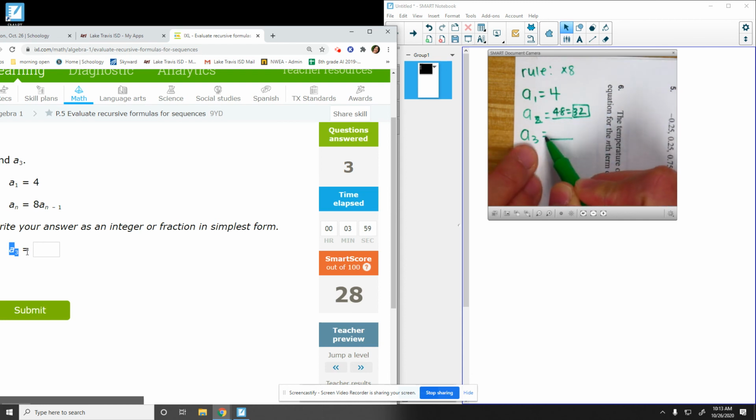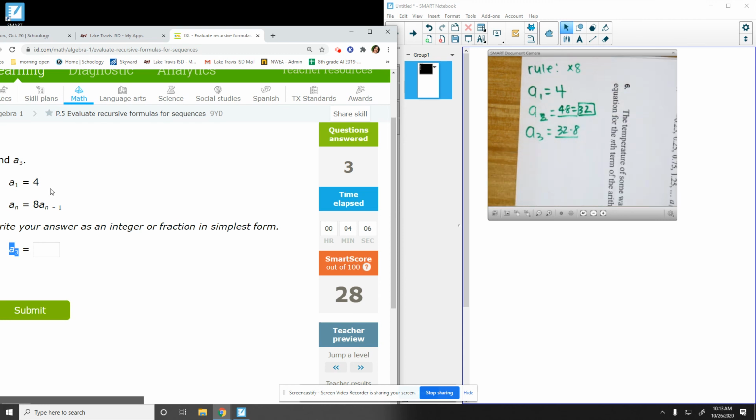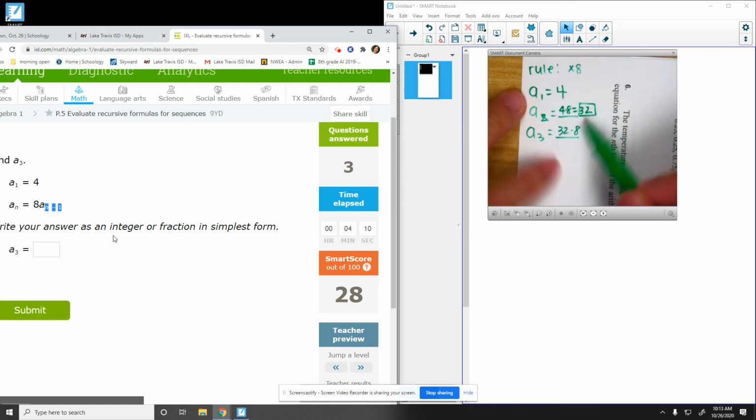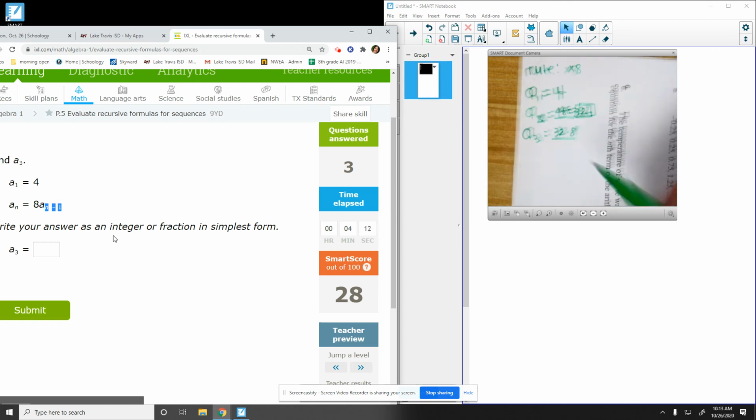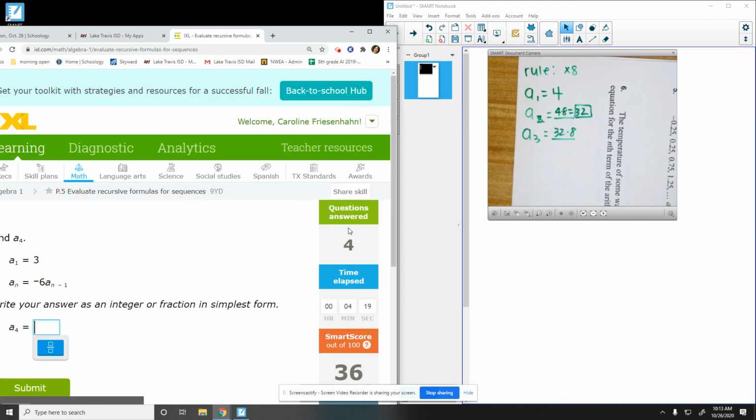And then to find the third one, I'm doing what times 8? 32 times 8. Because this n minus 1 always tells you the answer to the one previous. The answer to the one previous was 32. So whatever 32 times 8 is, it's 256. That would give me the answer. Okay.